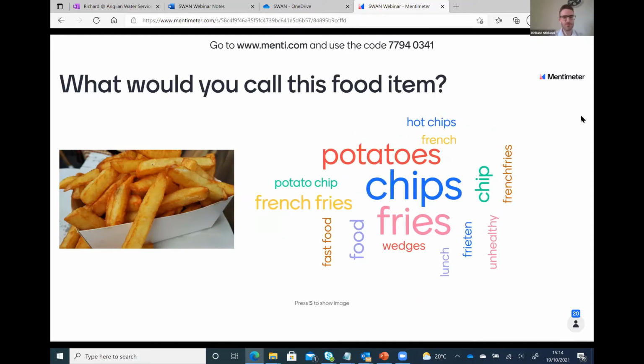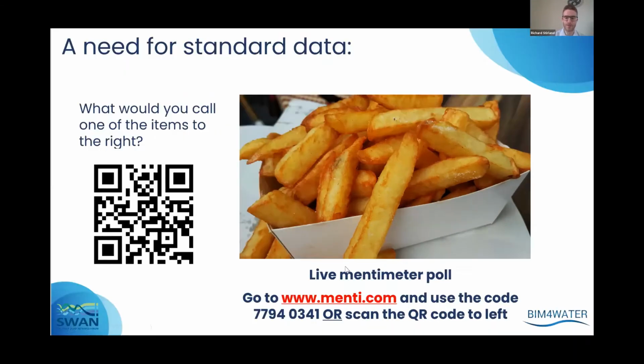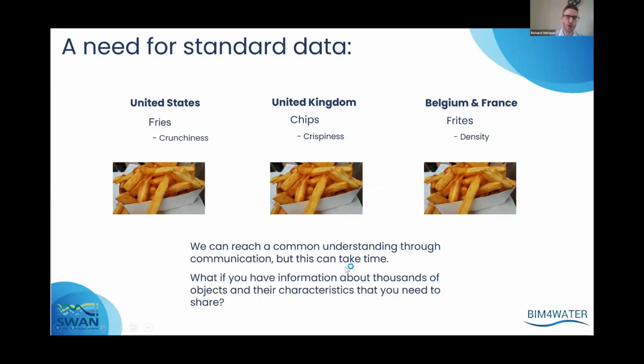I really wanted to get you participating in that to demonstrate a bit of a point. The point I was trying to make there is that we all have different terminology for different things. I've generalized on the slides, but for example, the US might call them fries, in the UK we might call them chips, Belgium and France might call them frites, and each of those countries might use different terms to describe the food's characteristics. Someone in the US, for example, might describe the crunchiness of the fries, whereas someone in the UK might say crispiness. For other foods, you'll even get different terms used in different regions within a country itself.